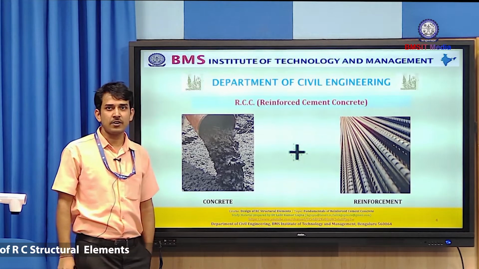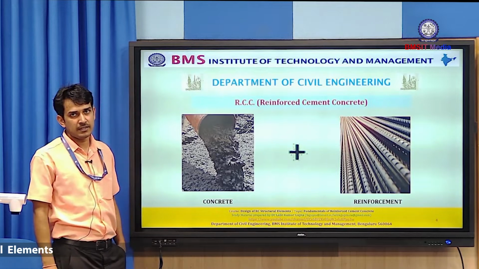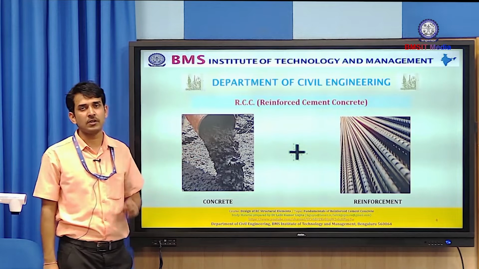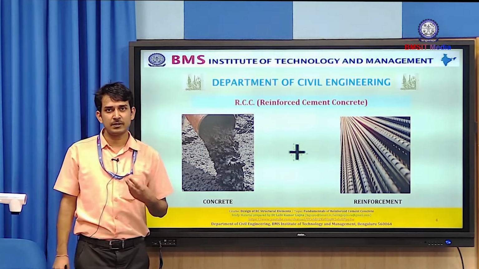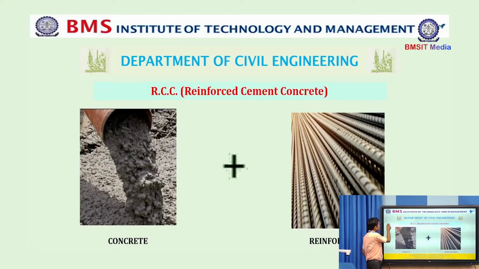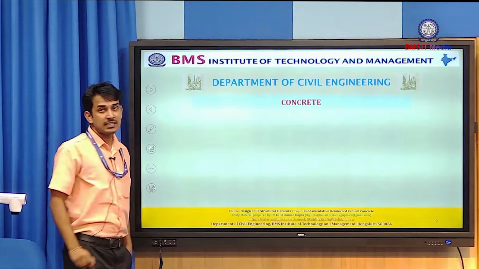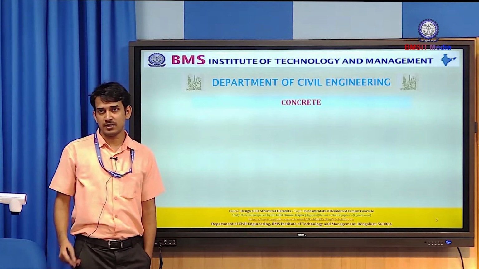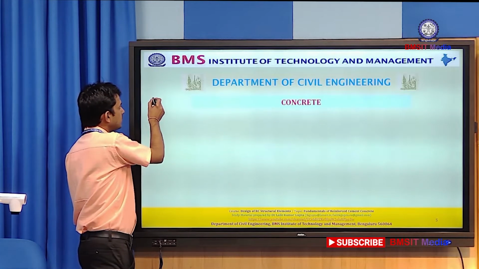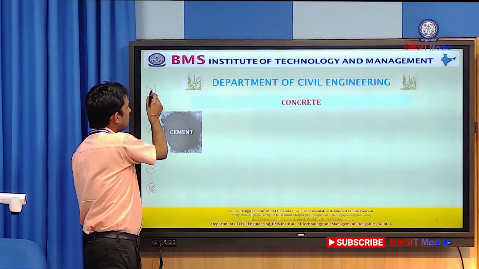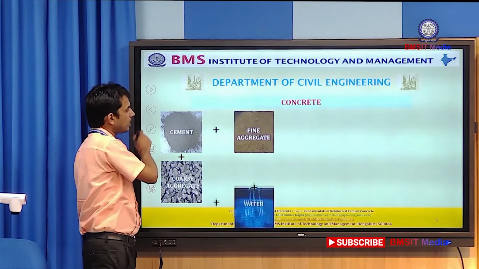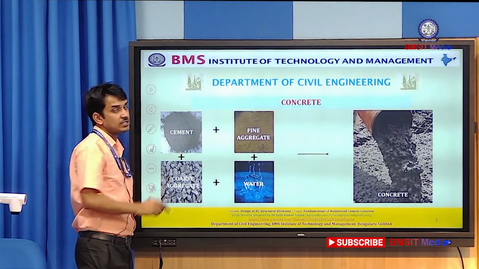Generally, in this lecture we will first cover the concrete: what the concrete is, what it is made of, and what the properties of the concrete are. Second, we will discuss the reinforcement. So if I am talking about the concrete, as I already told you, the traditional concrete is the combination of four things. The first one is the cement, then the fine aggregate, then the coarse aggregate, and the water. This combination is the concrete.